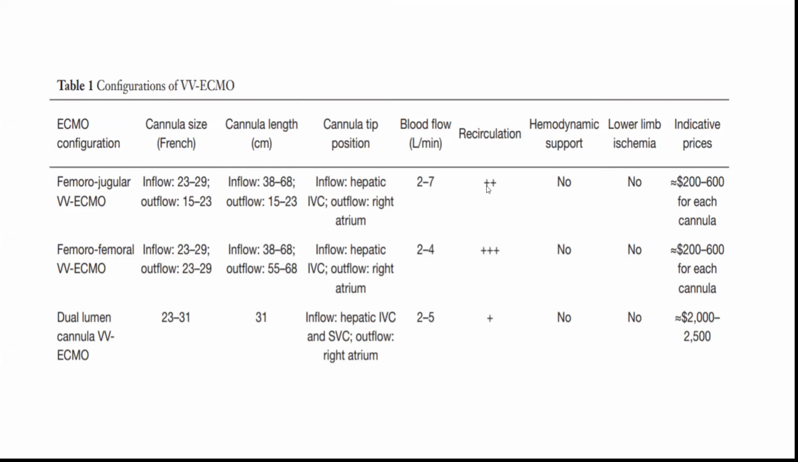So there's two cannulas, we said. Those two cannulas can be both in the femoral veins. There can be one in the femoral, one in the IJ. This is the most common. Or there can be one in the IJ that has two lumens going through it.